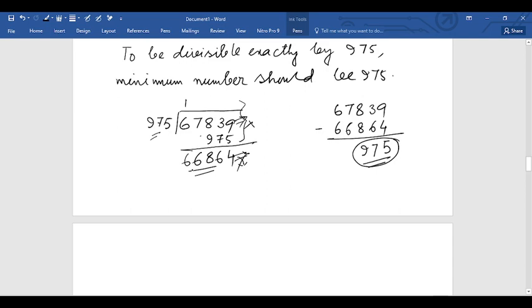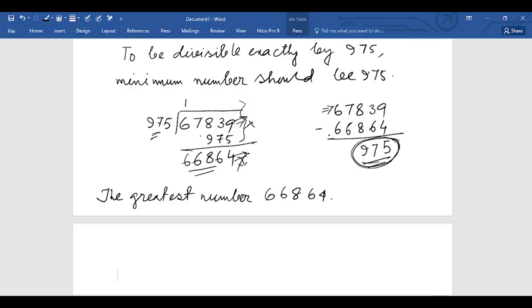That means the greatest number, 86864, has to be taken away from this number so that the remaining number is exactly divisible by 975. As they said greatest, we have to divide so that we get the exact division with the minimum number. Okay, actually this is very twisted.